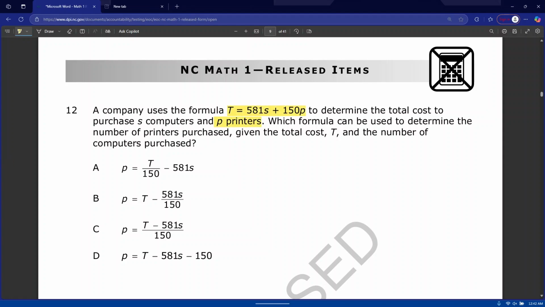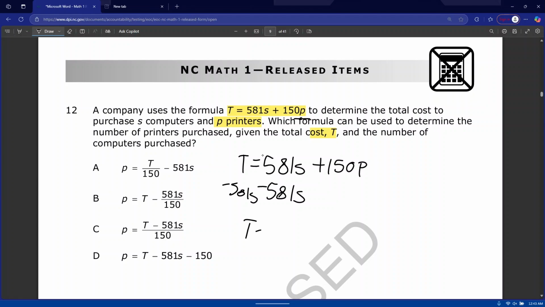P is printers, total cost is T. Okay, but it wants to know the number of printers purchased. And printers is P. So we need to isolate P. But how do we do that? Well, we write the equation T equals 581S plus 150P. Now, off the bat, I would not recommend dividing or isolating P by itself first. Instead, I would actually subtract 581S from both sides.